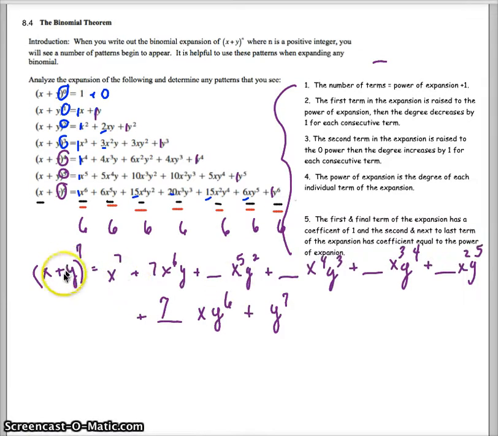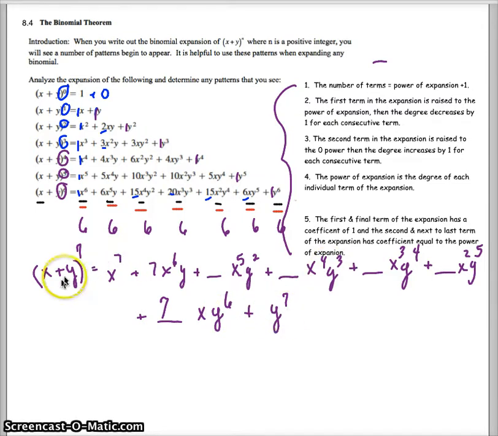Okay, let's see how you did. The power of expansion is 7, so the first term should be raised to the 7th power, then the 6th, the 5th, the 4th, the 3rd, the 2nd, the 1st, and x to the 0. The second term is y, and when we expand, we should have y to the 0, which is 1, y to the 1st, 2nd, 3rd, 4th, 5th, 6th, and y to the 7th.